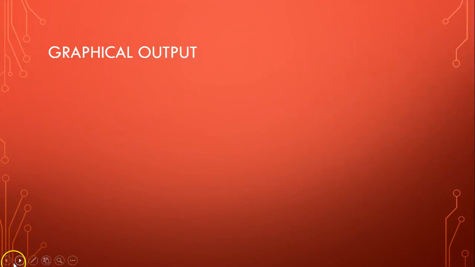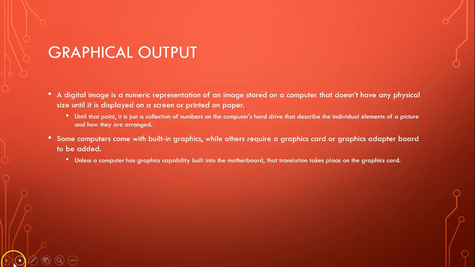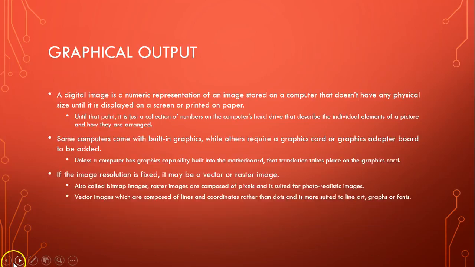All right, graphical output. Yay, video games. A digital image is a numeric representation of an image stored in a computer that doesn't have any physical size, really, until it's displayed on a screen or printed on paper. Until that point, it's just a collection of numbers in the computer's hard drive that describe the individual elements of the picture and how they're arranged. Now, some computers come with built-in graphics, while others require a graphics card or graphics adapter board to be added. And unless the computer has graphics capability built into the motherboard, that translation is going to take place on the graphics card no matter what.